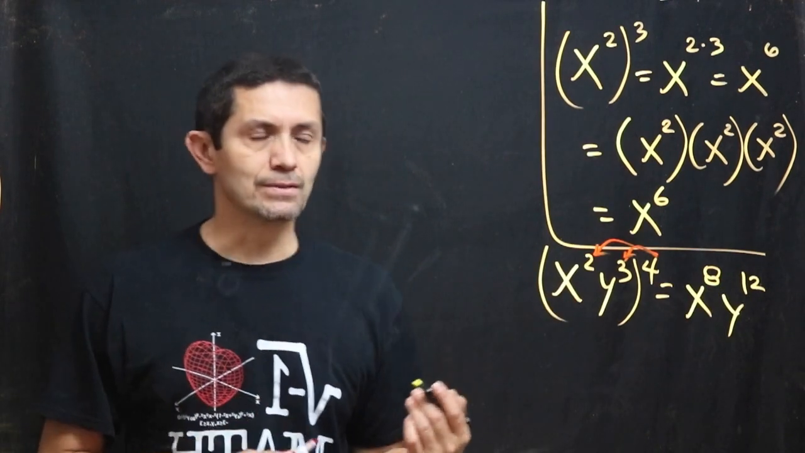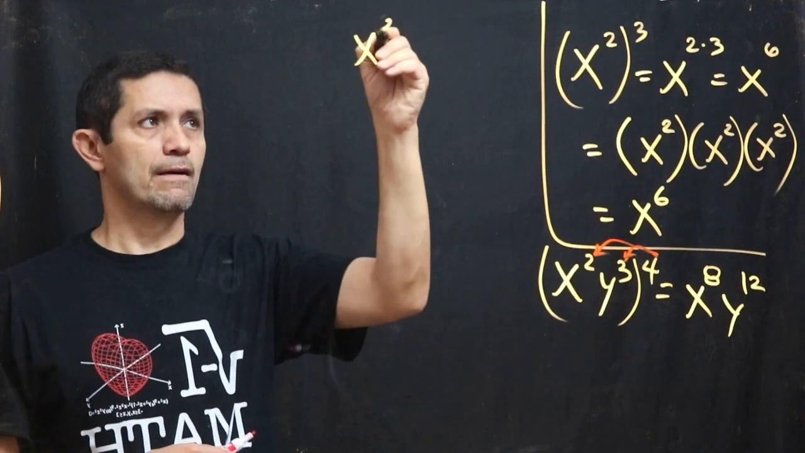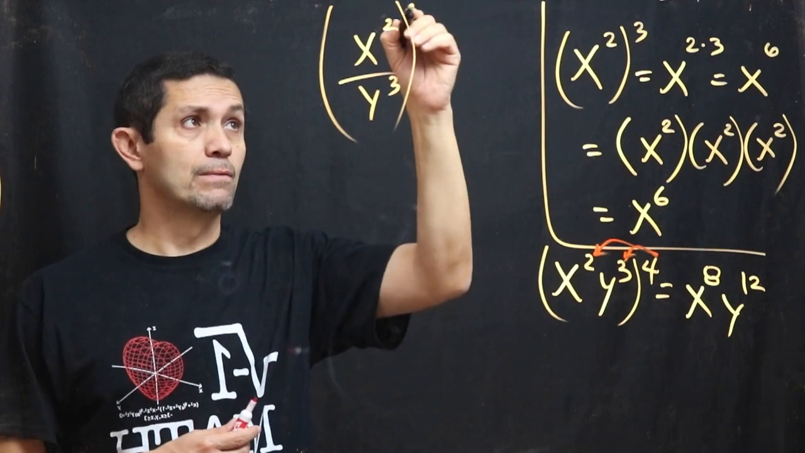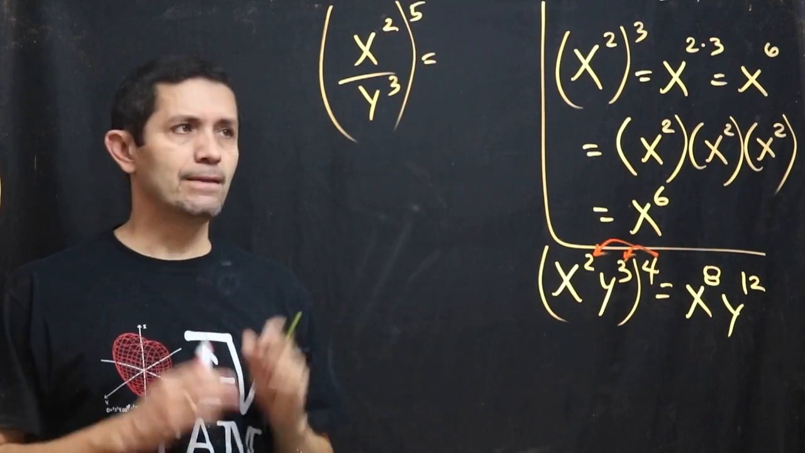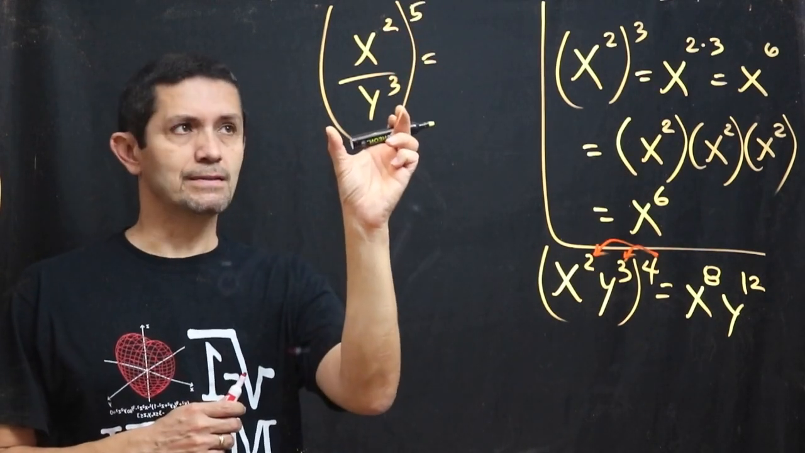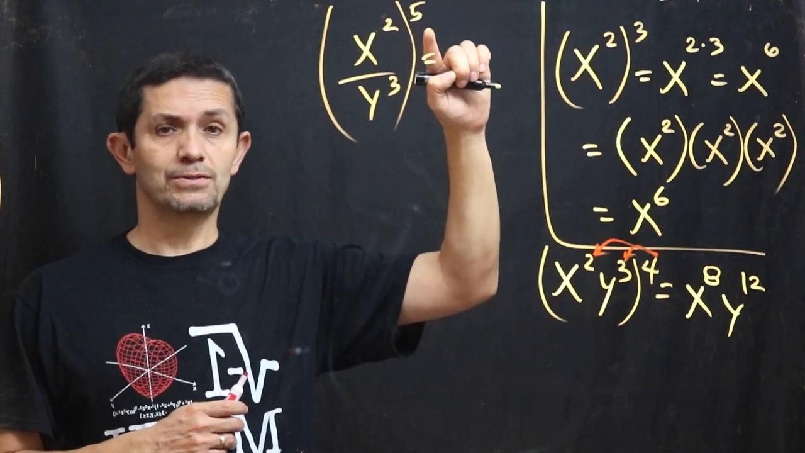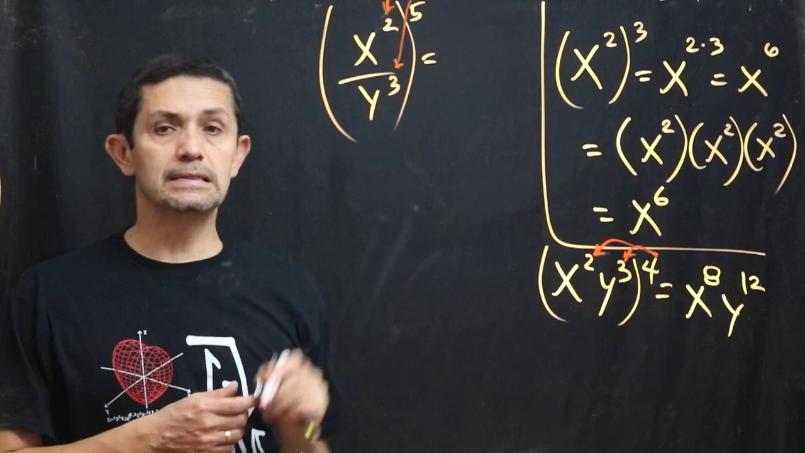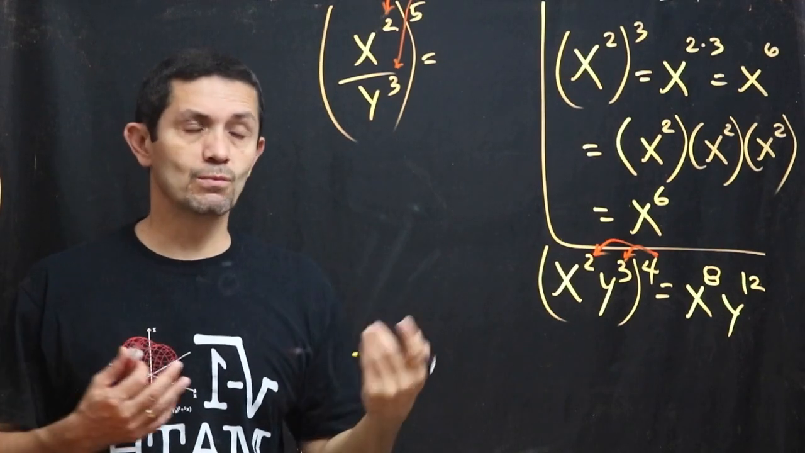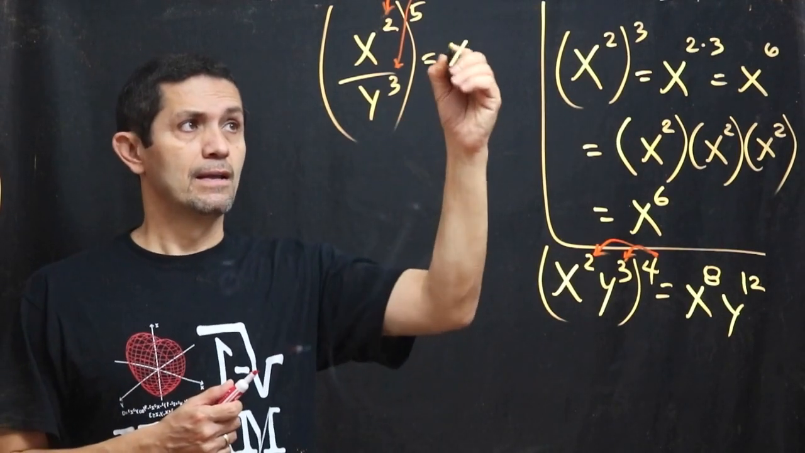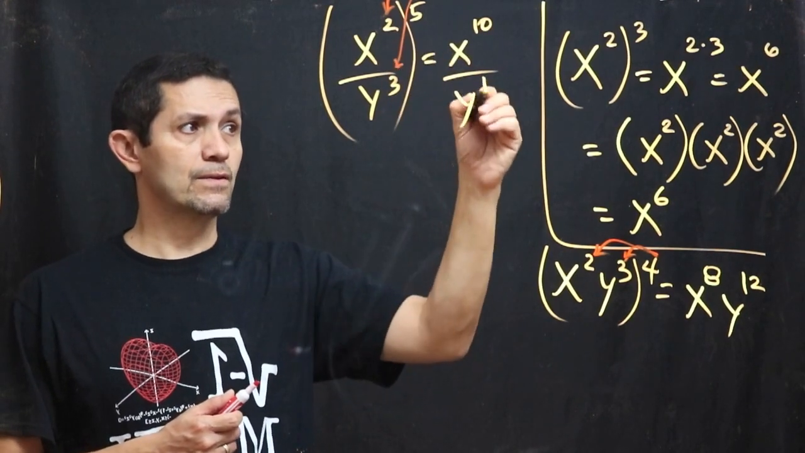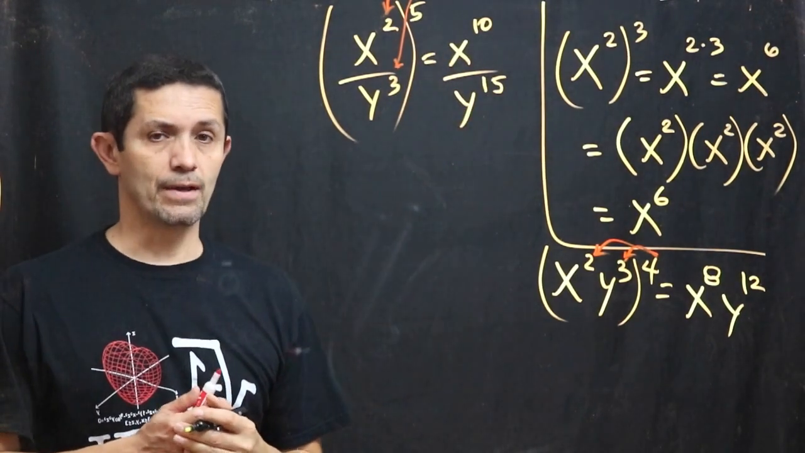What about if I have a division? Let's say that I have x squared over y cubed, everything to the fifth power. It doesn't matter, as long as I have a parenthesis and an exponent on the outside, that exponent will affect every single term on the inside, okay? And the exponent will multiply. Therefore, I have x, 2 times 5 is 10, and y, 3 times 5 is 15, okay?